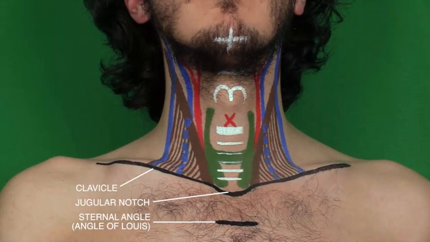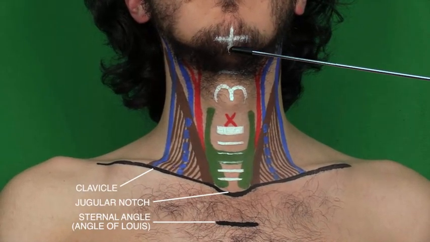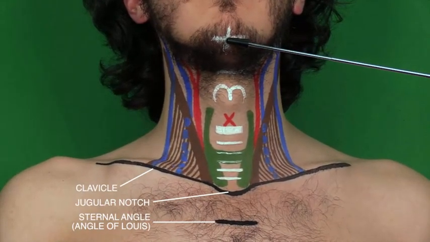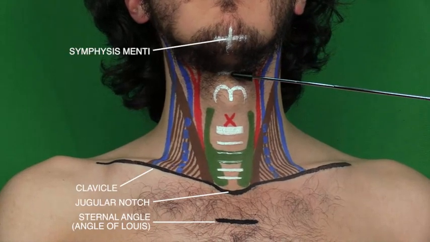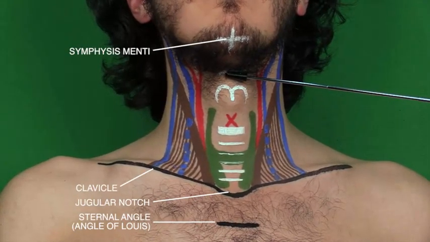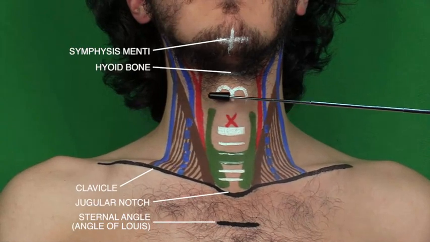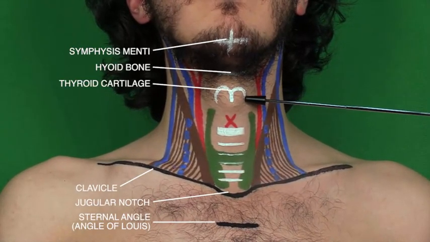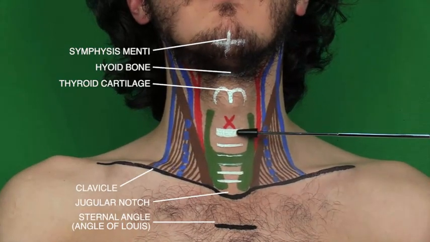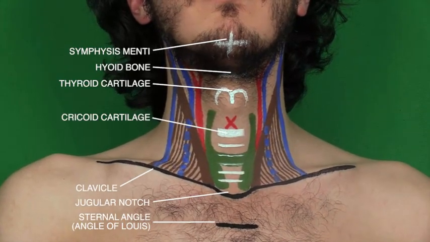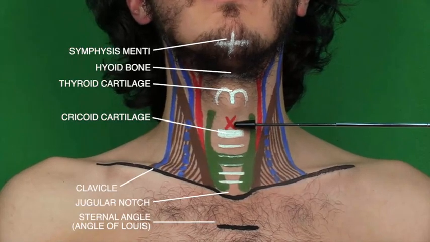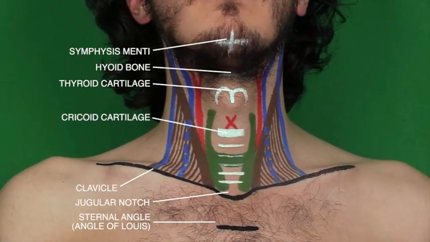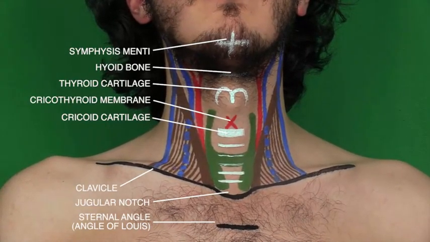So continuing now superiorly in the midline of the neck, we see the symphysis menti, and inferior to that, we see the hyoid bone. Continuing inferiorly, we see the superior border of the thyroid cartilage, and below that, the cricoid cartilage. We mark with a red X the location of the cricothyroid membrane, where emergency airway procedure is done.